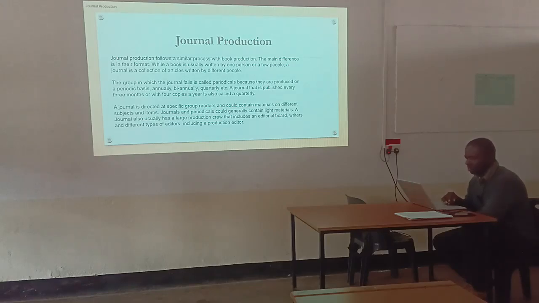And here they're talking about the production crew. As I said, usually a journal has a large production crew that includes an editorial board, writers, and different types of editors, including a production editor. The reason is because they are dealing with write-ups from different people, so they can't just have one or two people. It's a little bit formalized, like the way a newspaper production is.